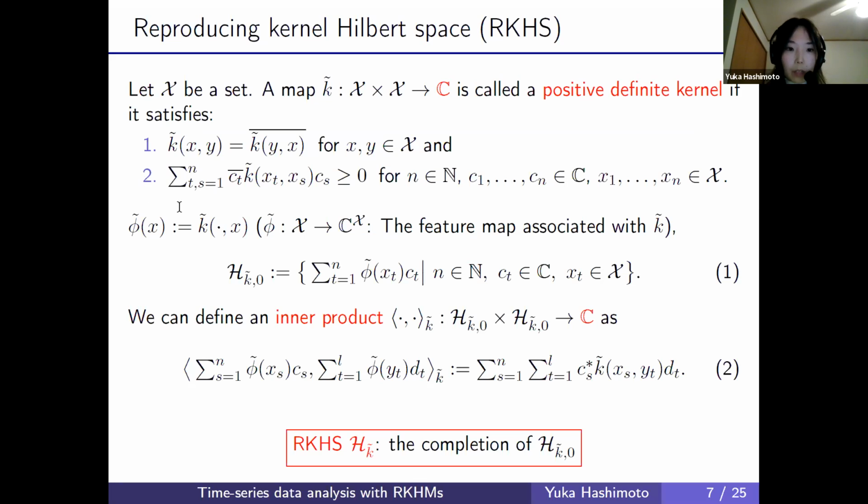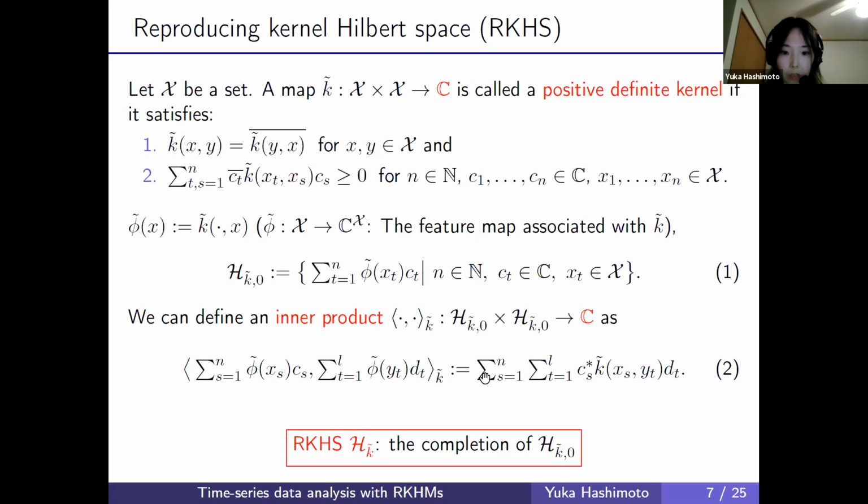And by using this positive definite kernel, let phi tilde x be defined by fixing the second variable of k tilde. And the map phi tilde is called the feature map associated with a positive definite kernel k tilde. And we consider a space spanned by phi tilde x, like equation number 1. And in this space, we can define an inner product by using this positive definite kernel, like equation number 2.